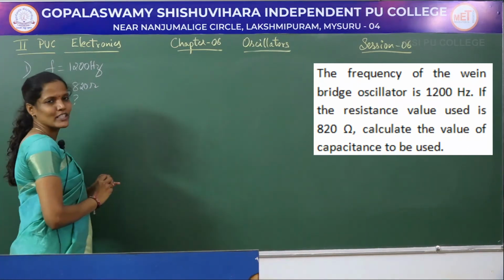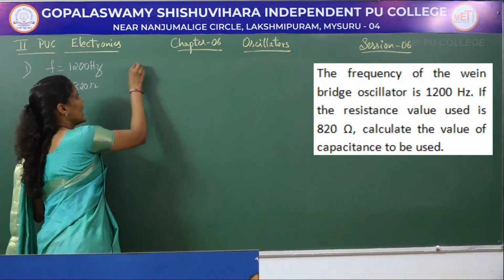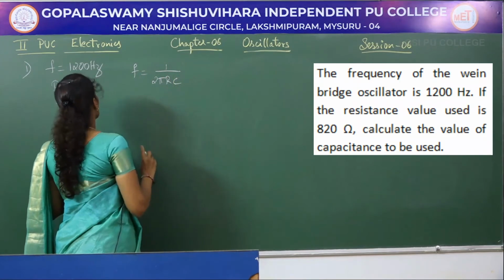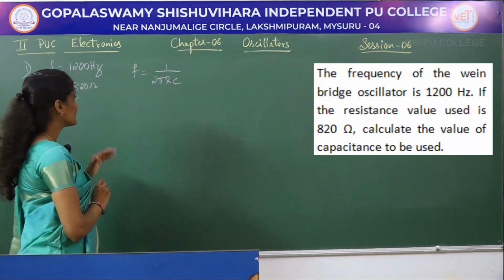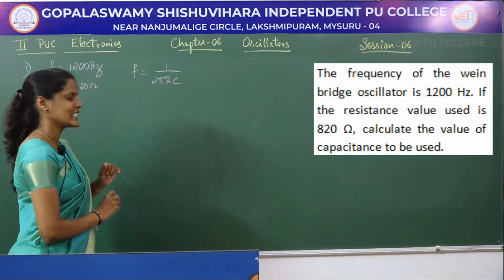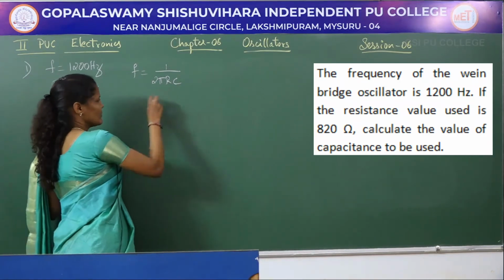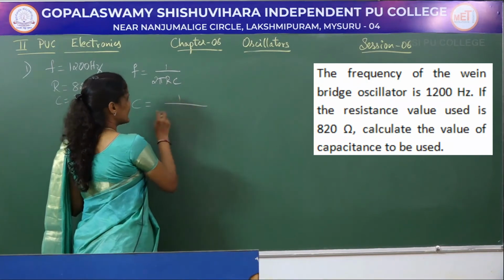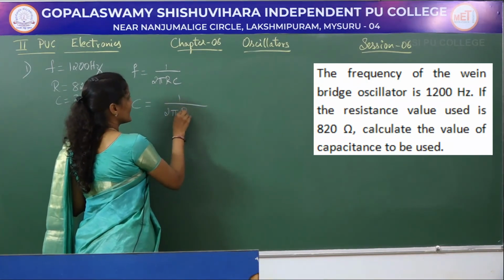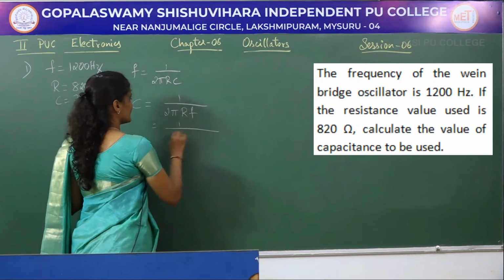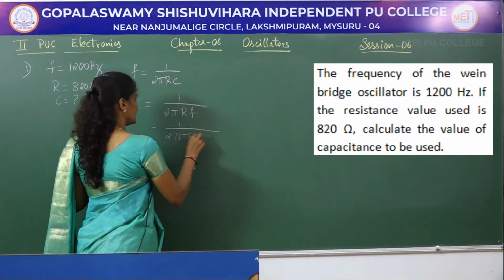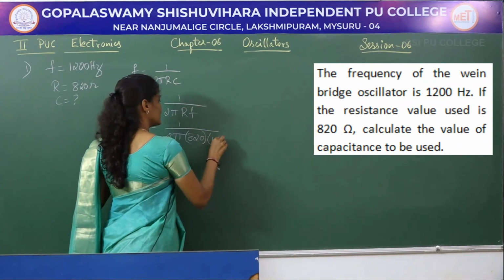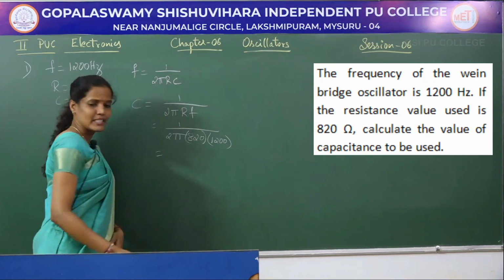So in the Wien bridge oscillator we have this formula, F is equal to 1 divided by 2 pi RC. So here you have to find out the value of C for the given value of frequency and resistance. So let us substitute that. Before that, let us cross multiply, taking C to the left hand side. C is equal to 1 divided by 2 pi RF. So 1 divided by 2 pi, R value is 820 and F value is 1200 Hz.